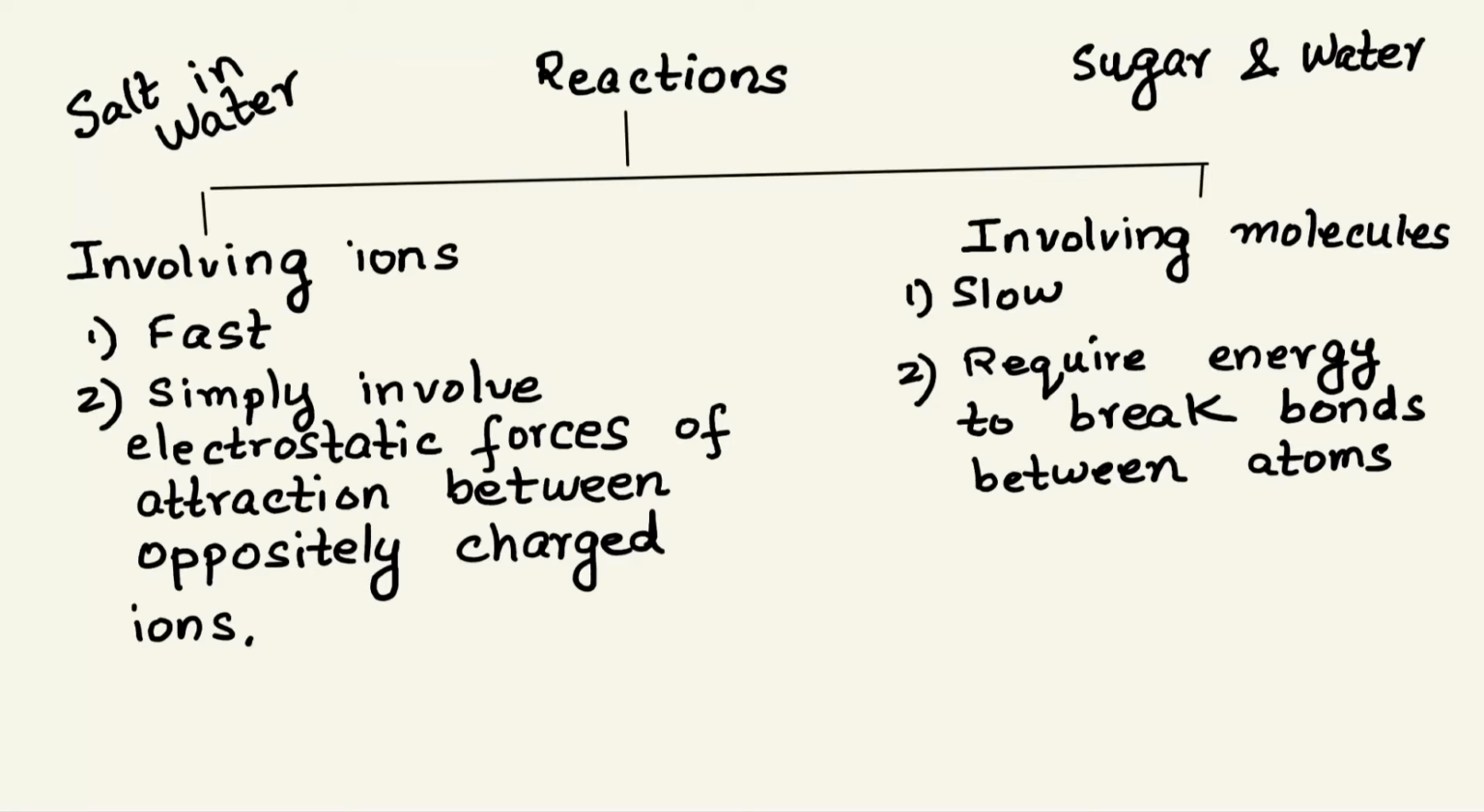Now, here we will notice that the reactions involving ions are usually fast, whereas those involving molecules are relatively slow. The reactions involving ions, what do they involve? They simply involve electrostatic forces of attraction between oppositely charged ions. Whereas in the case of molecules, you first need to break down a molecule so that it can interact with the second reactant molecule, right?